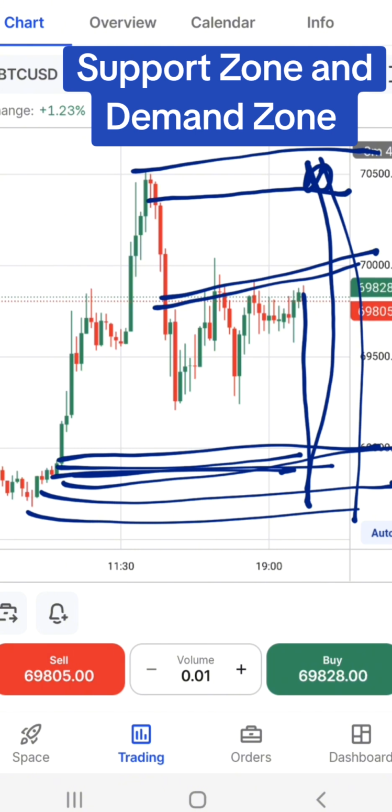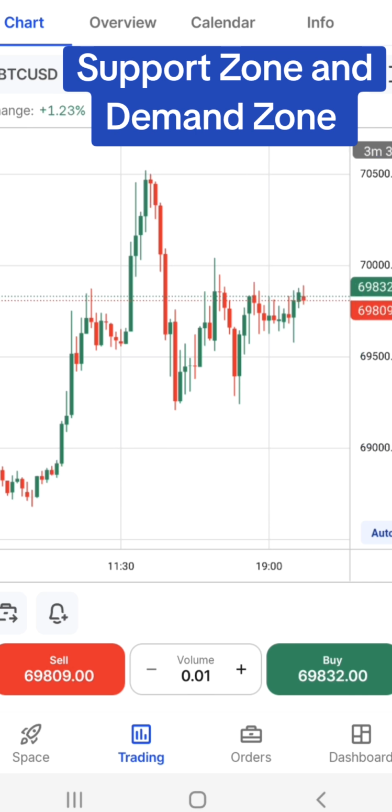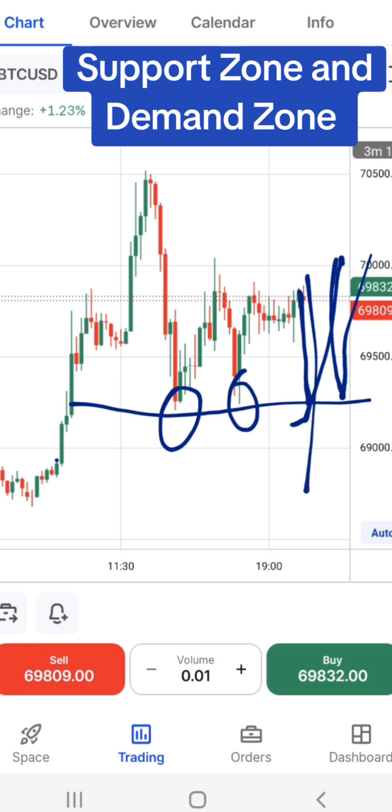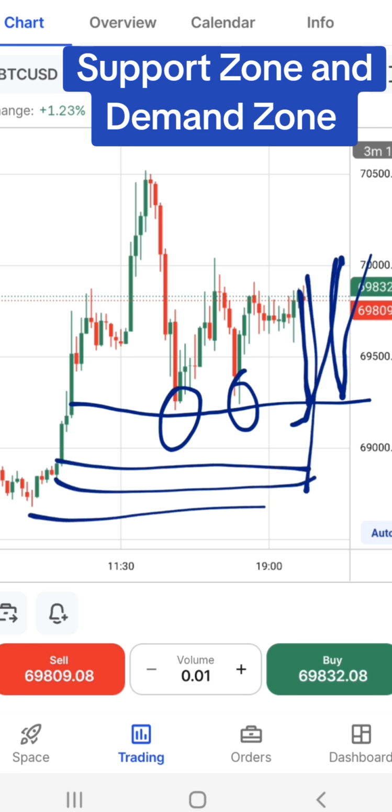So for the supply zone or the demand zone and a support zone, the difference is that a support zone has been mitigated twice, just like what you can see currently on BTC. Price has visited this particular zone. It is no longer a demand zone, it is now a support zone. Price can still come back and hold here and move up. But if price should break here, it is heading to the next demand zone, just like you can see. I hope you're not confused.